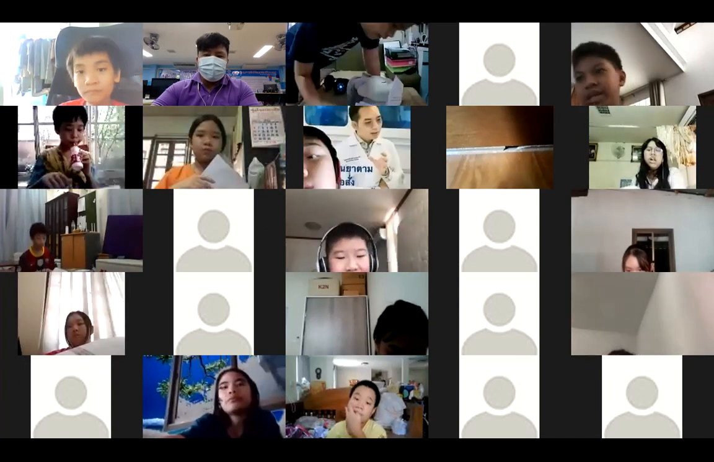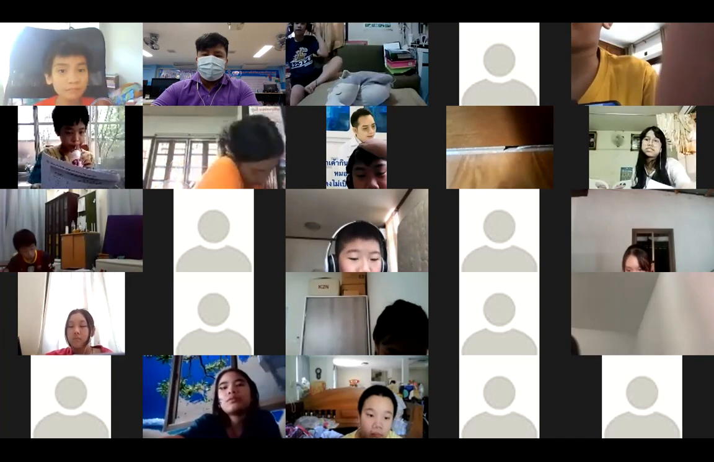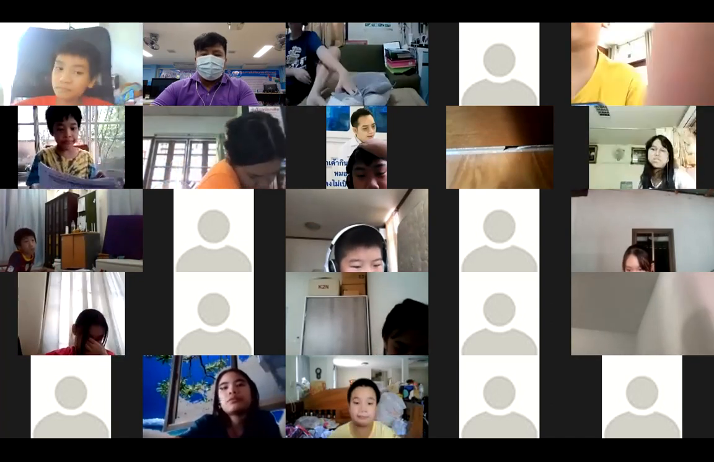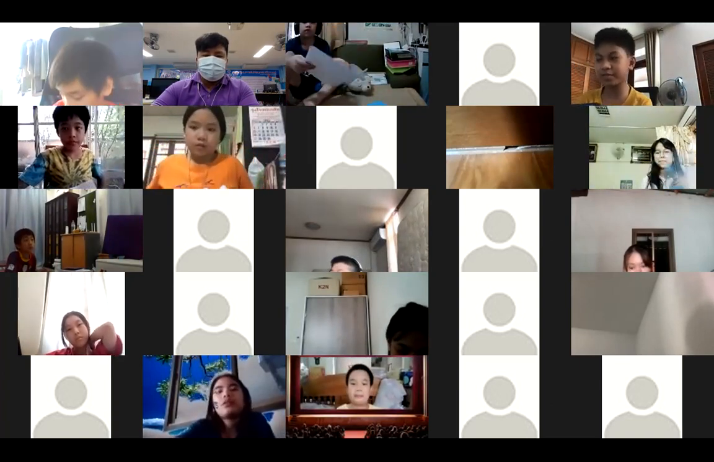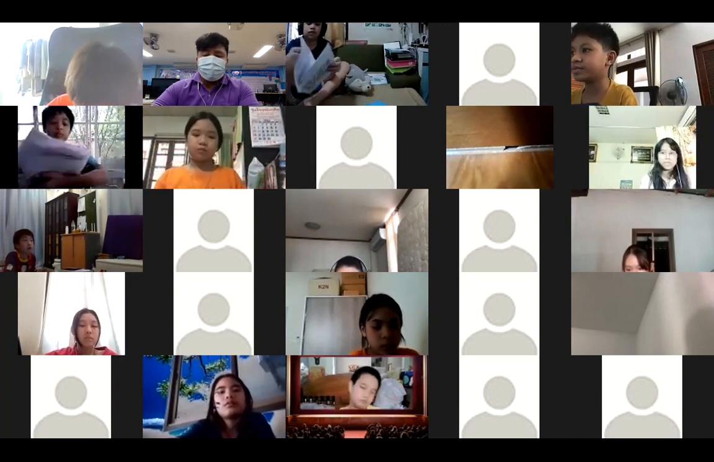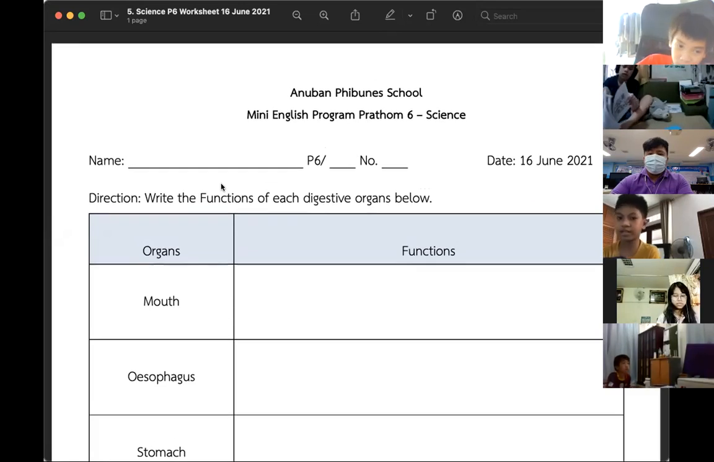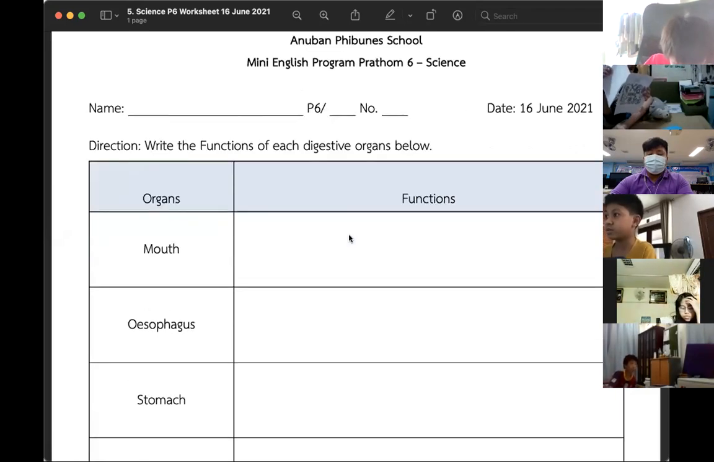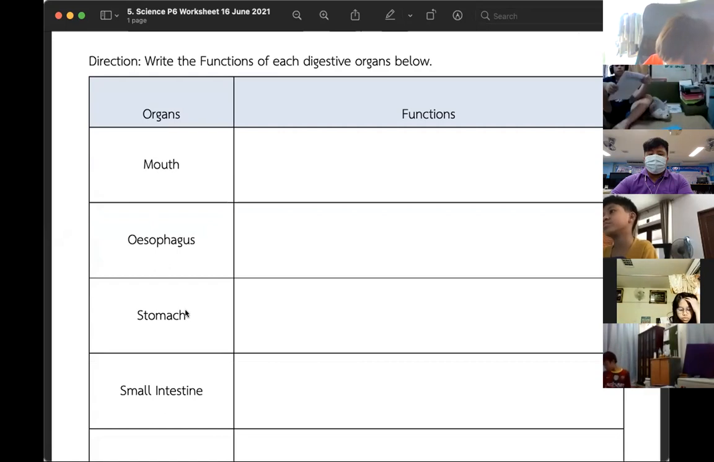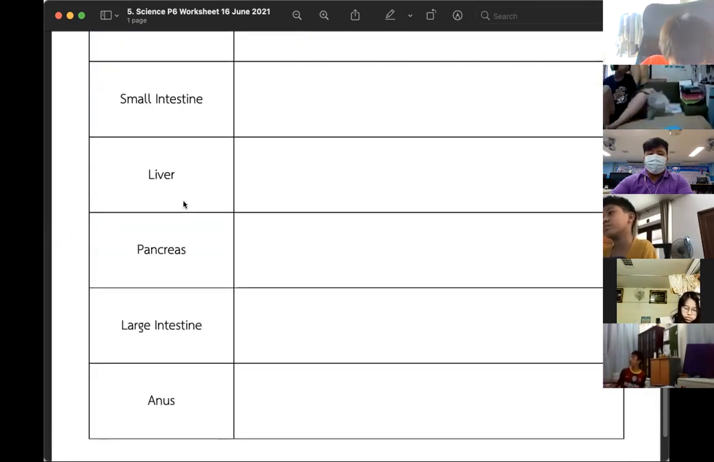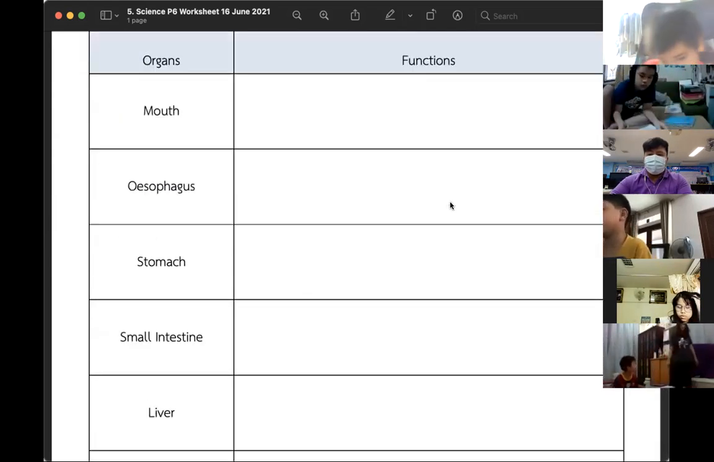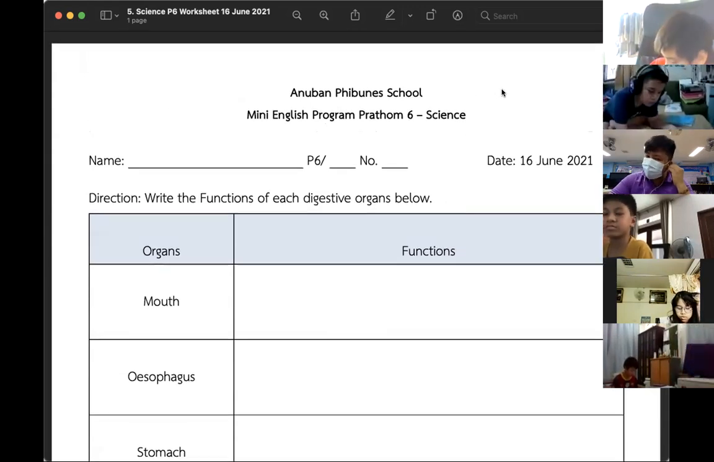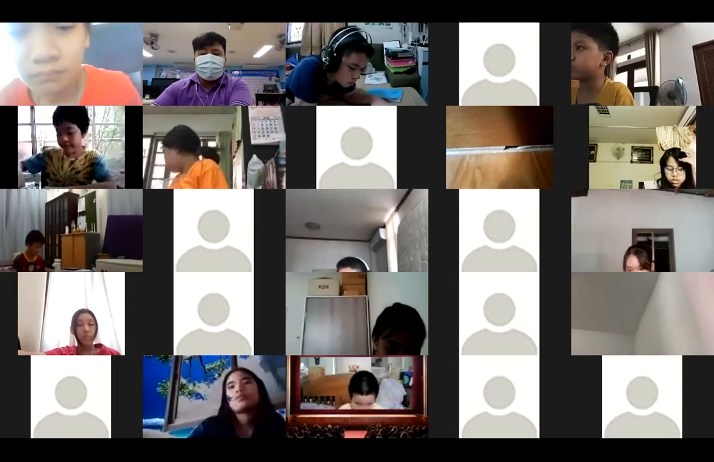What's the question in number 16? This is the question: write the functions of each digestive organ below. We have the mouth, esophagus, stomach, small intestine, liver, pancreas, large intestine, and anus. These are the questions. But we have to talk first. What are the functions? Okay.